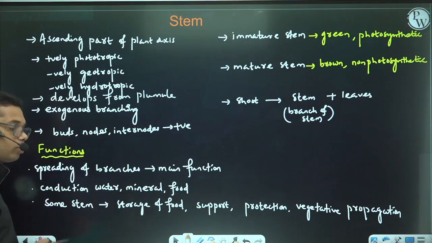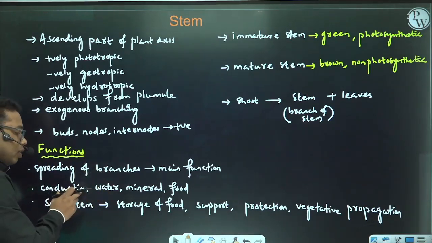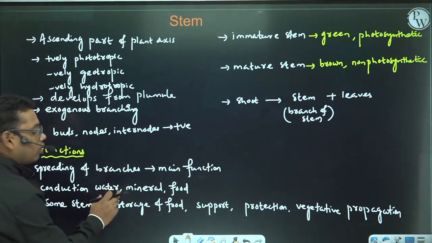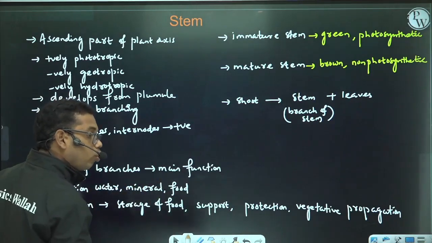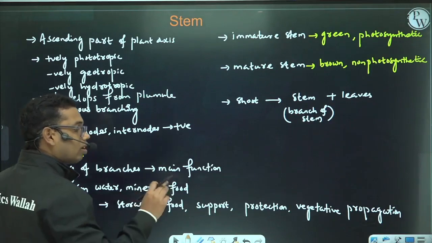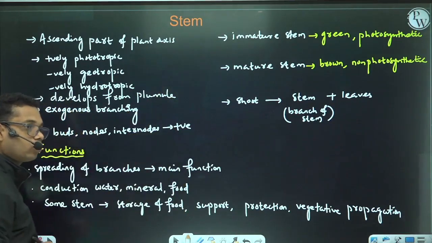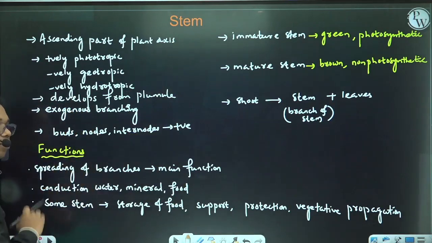Apart from this, the stem also performs some other functions. It helps in conduction, that is transport of water and mineral from the root to the upper part of the plant, and it also helps in transport of the food from the leaf to the root. So this is another function of stem.